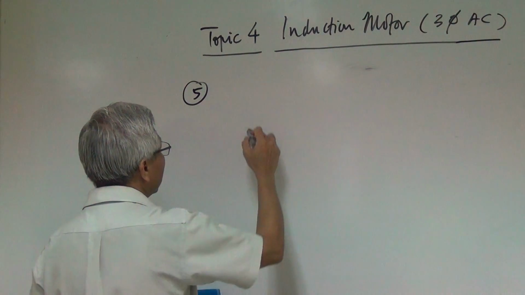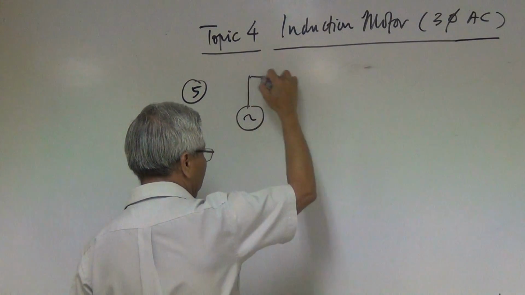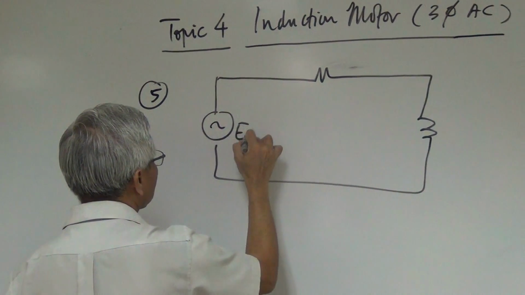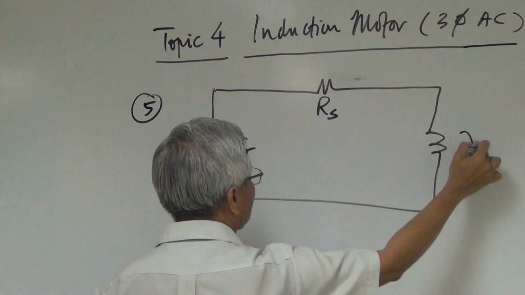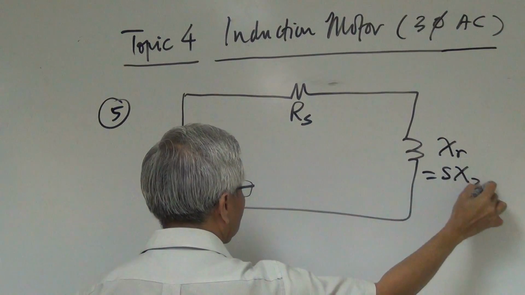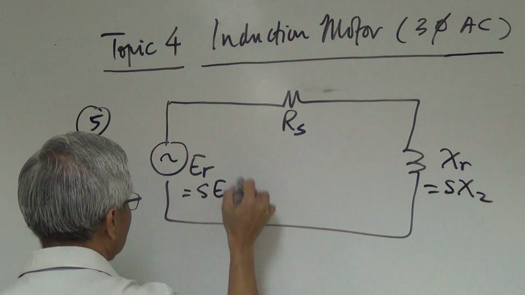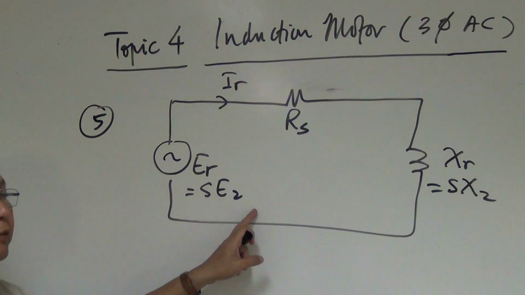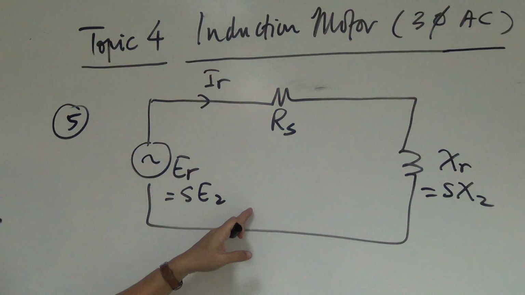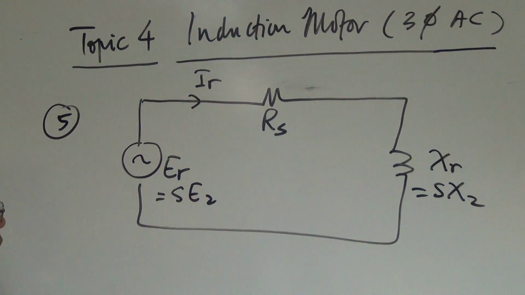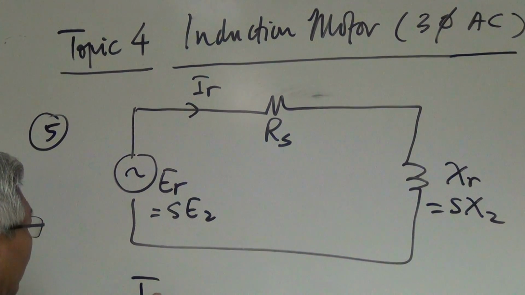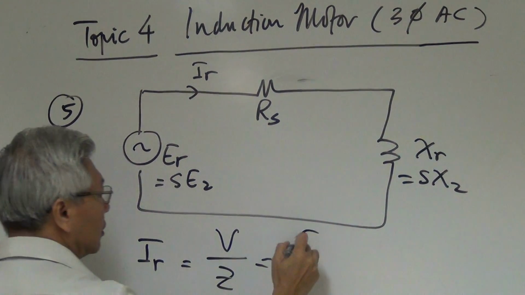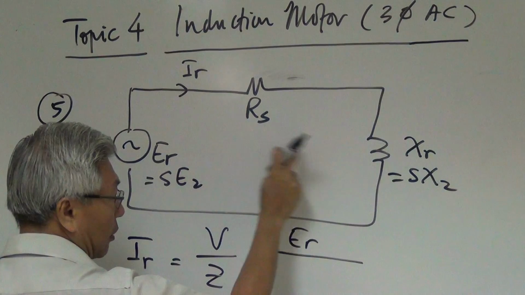To find the rotor current, you must know the basic diagram, the equivalent circuit diagram. Okay, now I will say that for point number 5, it's better that you remember the diagram than the formula. Yeah. Now, in this diagram here, how do I calculate the current? I use Ohm's law, V divided by Z. Who is the V? ER. Who is the Z? It's the combination of both, right?